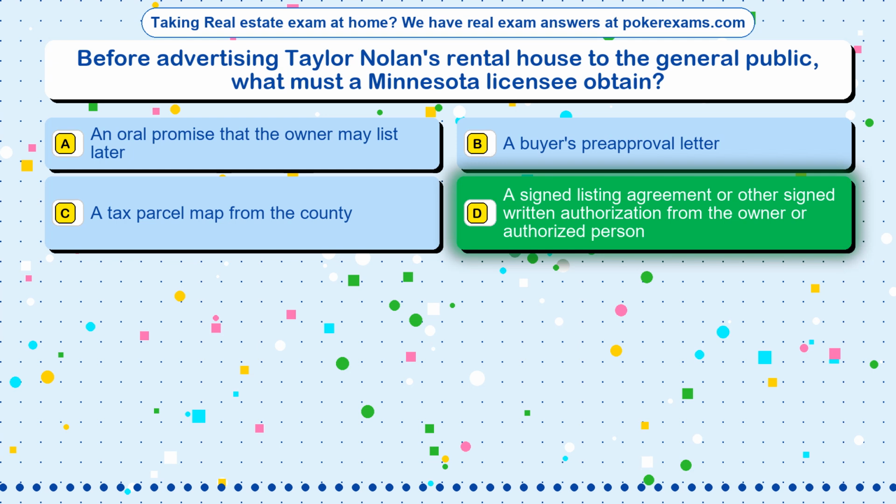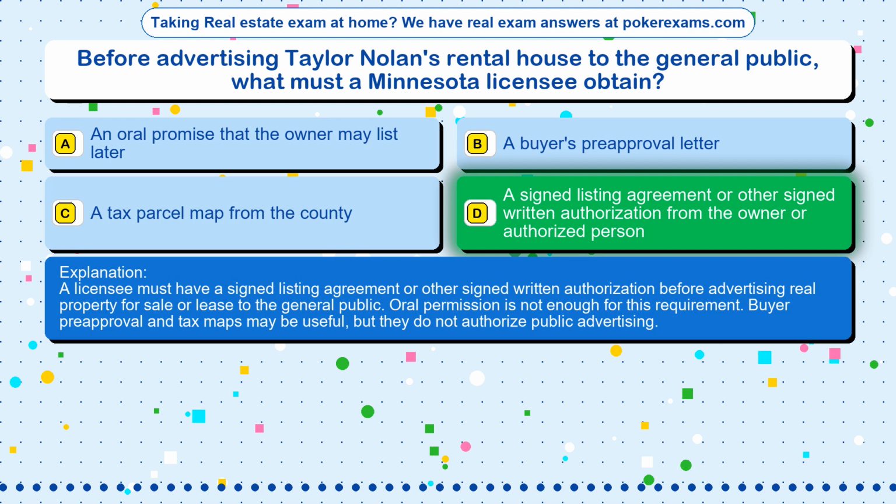The correct answer is option D. A signed listing agreement or other signed written authorization from the owner or authorized person. A licensee must have a signed listing agreement or other signed written authorization before advertising real property for sale or lease to the general public. Oral permission is not enough for this requirement. Buyer pre-approval and tax maps may be useful, but they do not authorize public advertising.